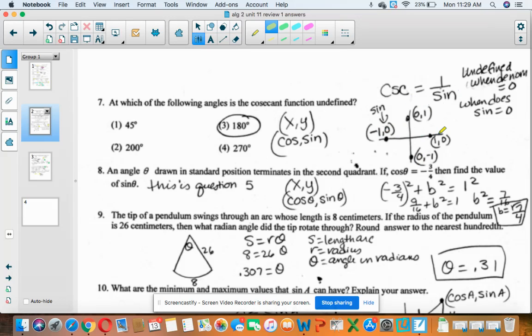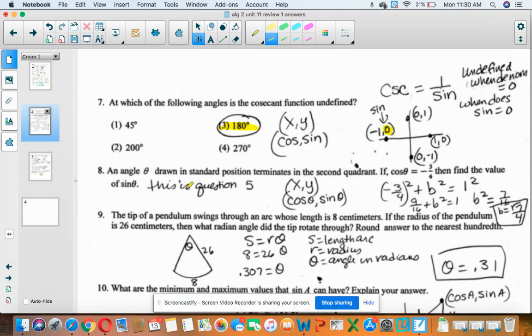So I just drew a little x and y axes right here to find out what sine of 0, 90, 180, and 270 are. So this is the point (1, 0), this is (0, 1), this is (-1, 0), and this is (0, -1). I want to know when sine is equal to 0. Remember, sine is your y. x, y: x is cosine and y is sine. So right here, sine is equal to 0, so that's 180 degrees. This is another place where sine is equal to 0, but that choice was not there.